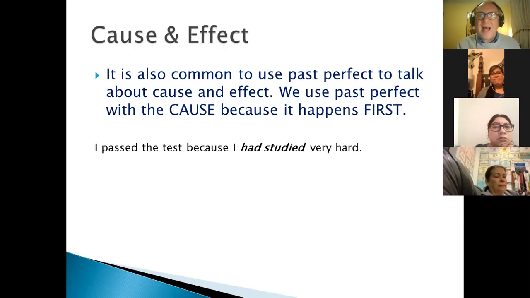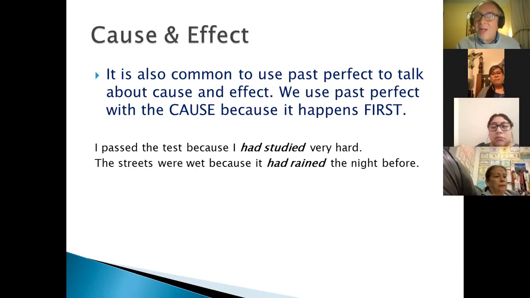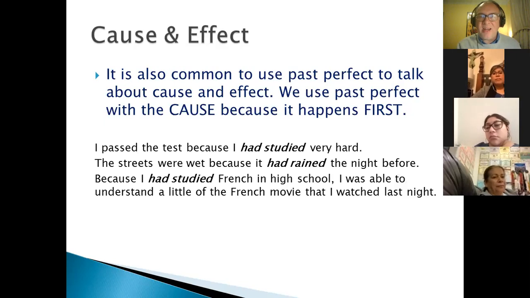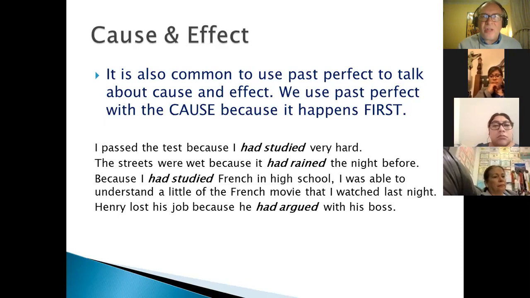Example: I passed the test. Why? Because I had studied very hard. The streets were wet. Why? Because it had rained the night before. Because I had studied French in high school, I was able to understand a little of the movie I watched last night. Past perfect. Henry lost his job because he had argued with his boss. Past perfect.